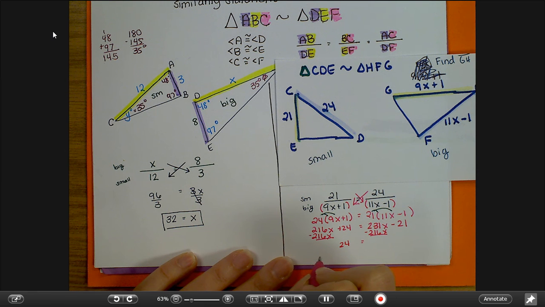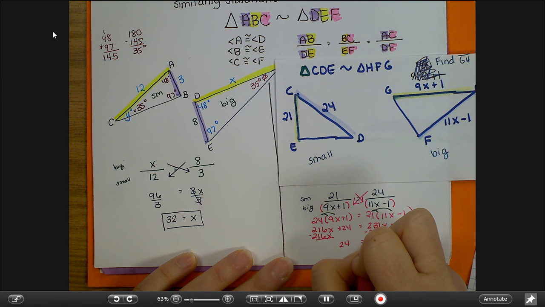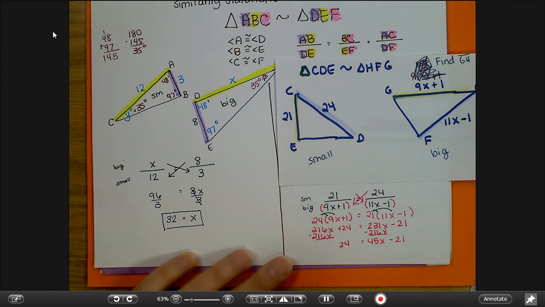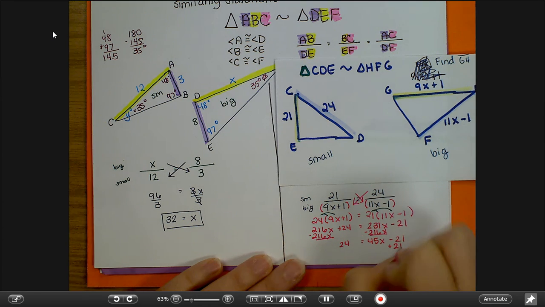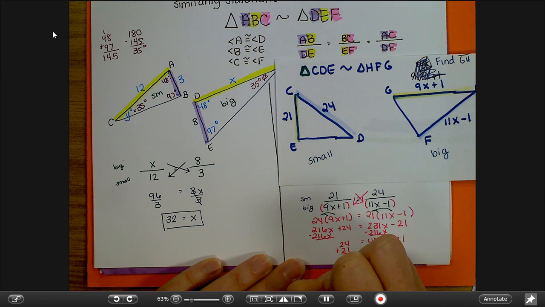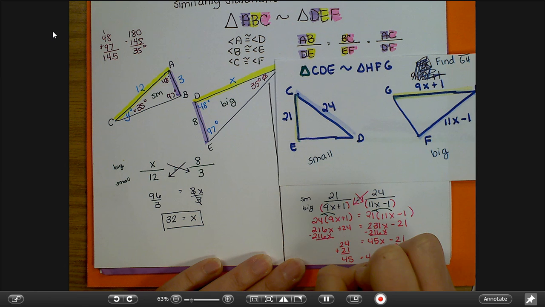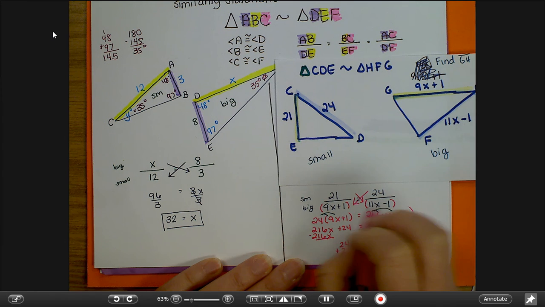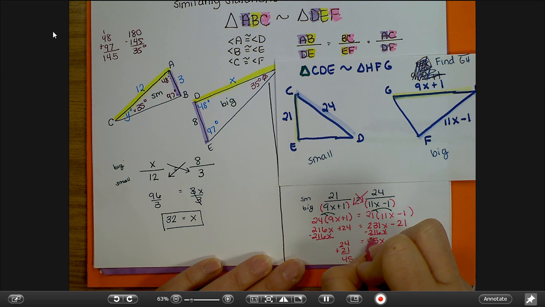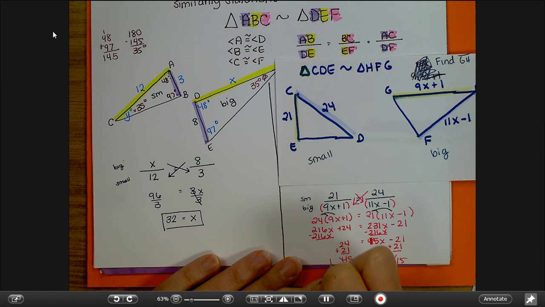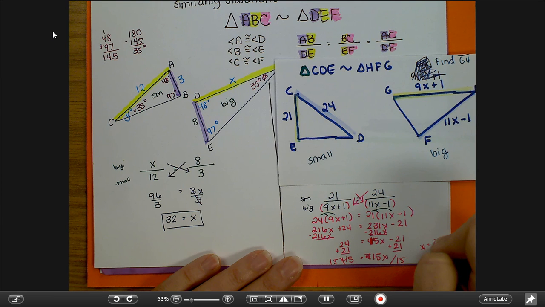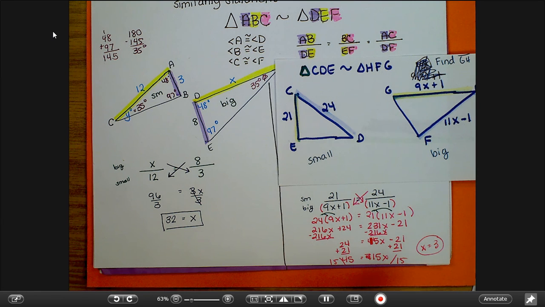And that equals 45x minus 21. Now we have all of our x's over here, so we're going to add 21. So we have 45 equals, you know what, I put the wrong number here. This is 15. I was just reading it and not actually doing it. 15x. All right, we're going to divide both sides by 15 to get the x alone. So x equals 3.